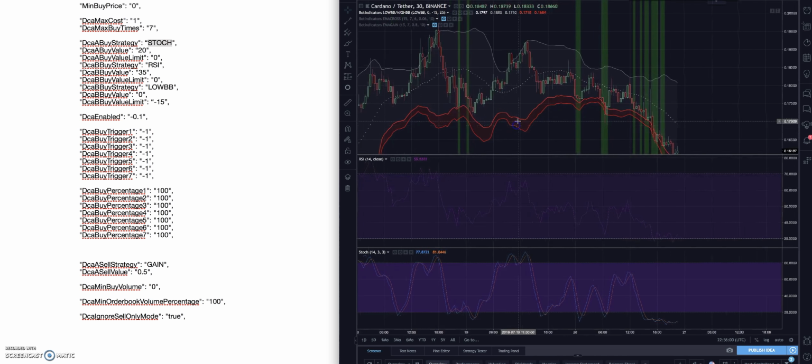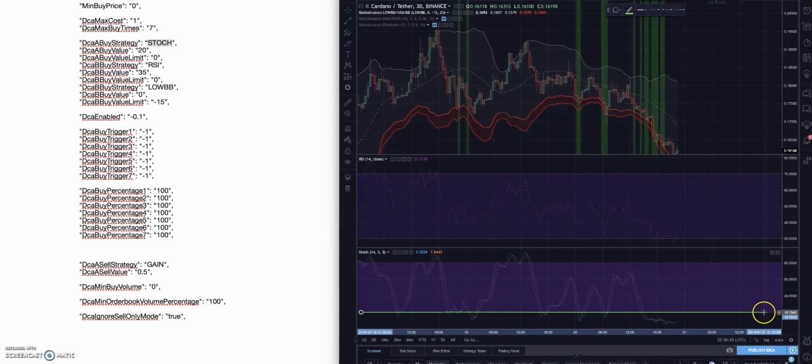Not very much. So then the stochastic, anything below 20. This bottom line here is 20. And this is pretty common. Come on, what is going on? I don't understand why this is so slow when I'm filming. It's a brand new computer too. So anything below this green line is where we will be buying on the stochastic. And then on the RSI, anything below this 35 mark, roughly, we will be buying here as well.